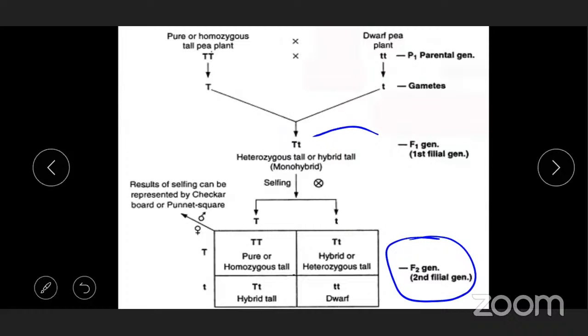Here this is a Punnett square. These are the gametes: capital T, small t, capital T, small t. These are horizontal rows and these are longitudinal rows. This is self-pollination, so the pollen grains reach the stigma of the same flower. That is why the gametes in the horizontal rows and longitudinal rows are both the same, because the flower is the same.